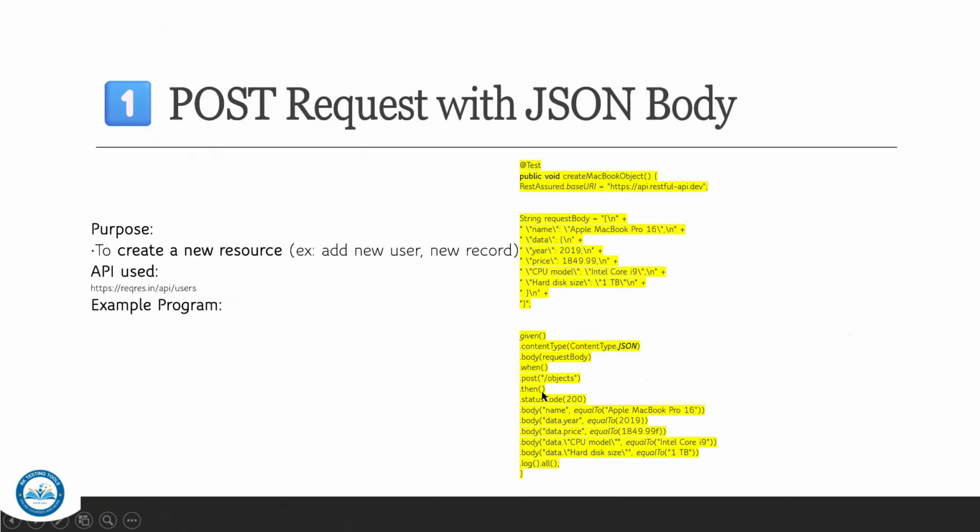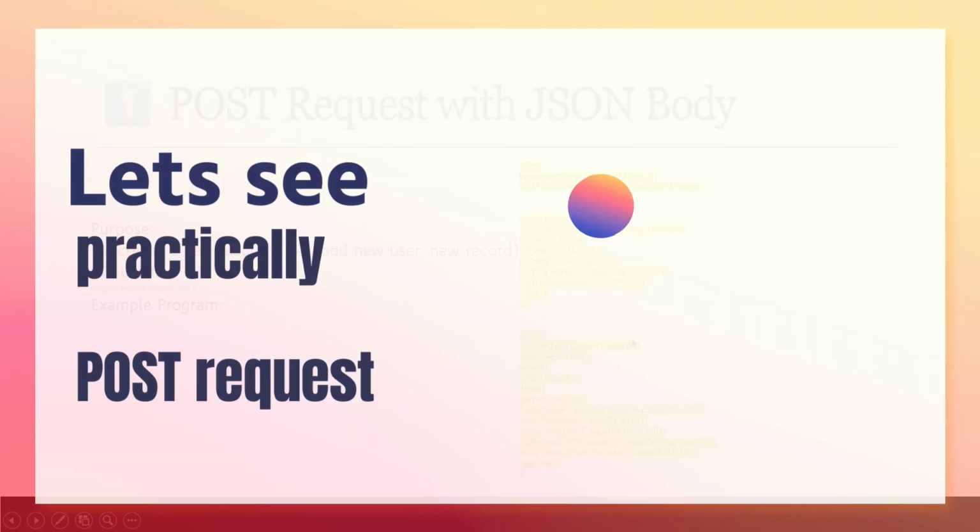Then in the then section, we are going to validate the response body, right? So then dot status code of 200, and then dot body. This is the name. The name should equal MacBook Pro, and the data dot year, this is inside the data object, data dot year equal to 2019, data dot price, data dot CPU model, and data dot hard disk size. So this data we have to verify. Finally, we are logging everything in the console. Let's see this practically and how it looks.